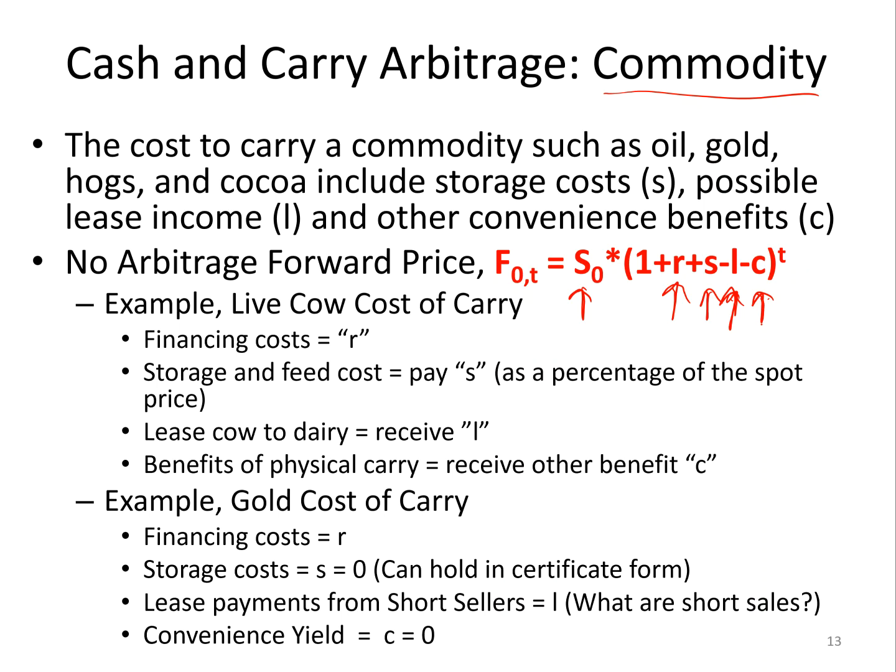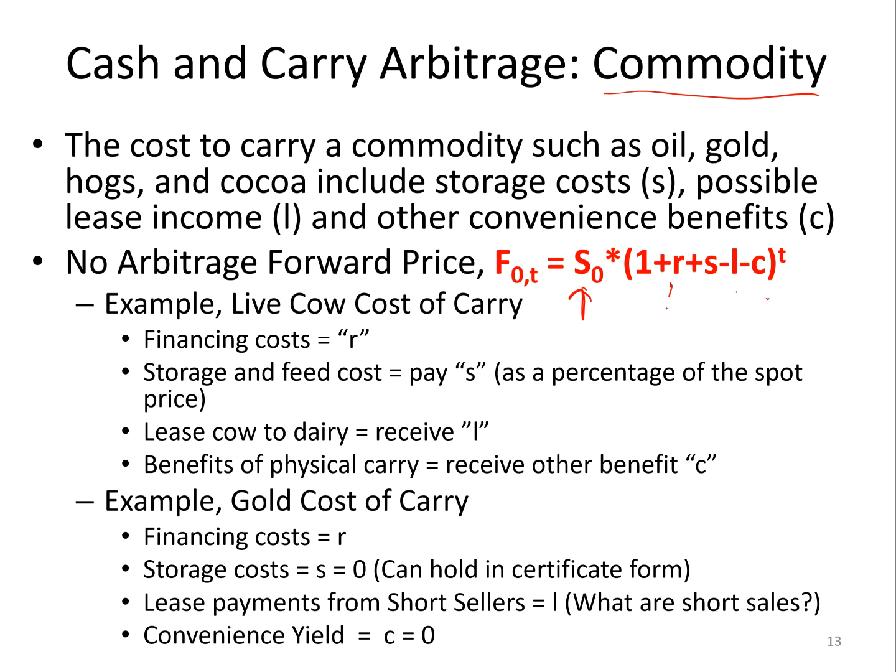there are some physical benefits for, say, Samsung holding gold today, meaning that if they need it maybe before the actual maturity date, it would be convenient to actually have that asset on hand. So for any benefits of having physical ownership of an asset on hand versus a forward contract, we call it the convenience yield. So here is the cost of carrying for a physical asset.